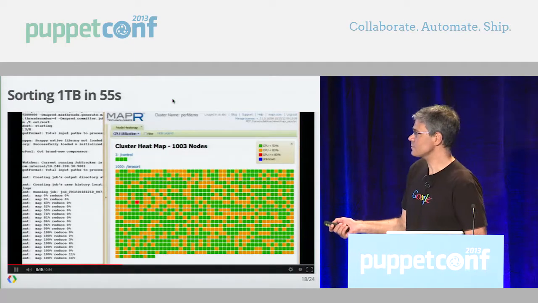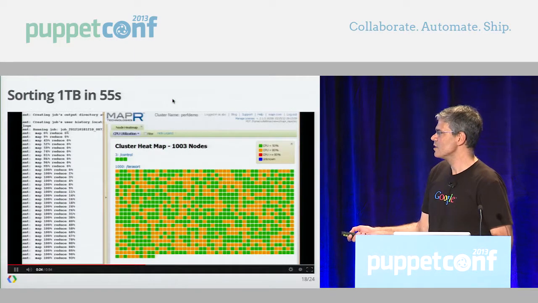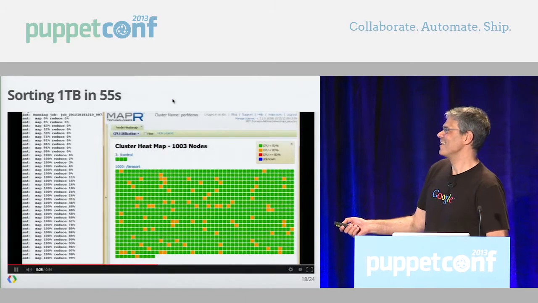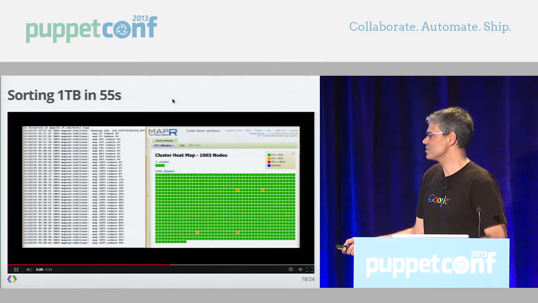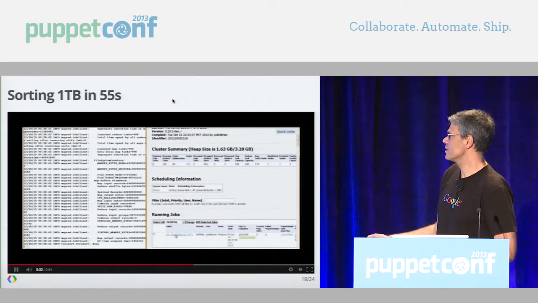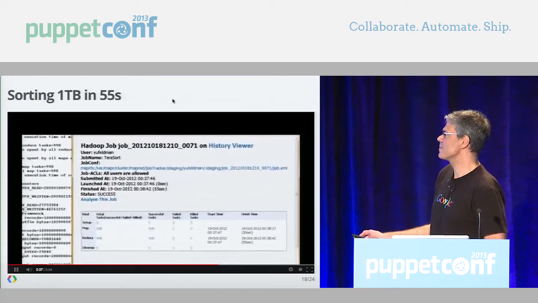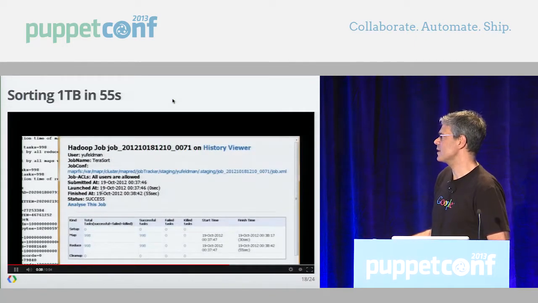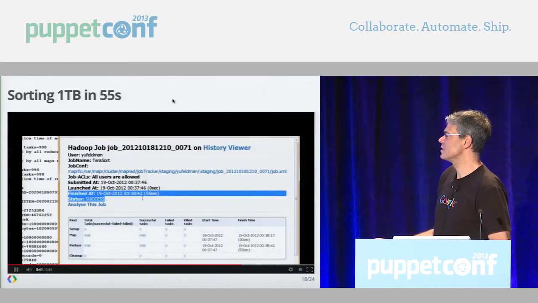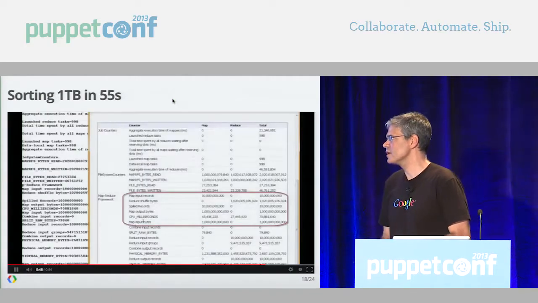But you can see on the left-hand side here, the map was going up to 100%. This video is going faster than I can talk. The reduce is now going up to being completed. And now we get a little zoom in on the result down here, or we'll click through to the result. So this is Hadoop doing a 1 terabyte terasort, sorting 1 terabyte in 55 seconds.